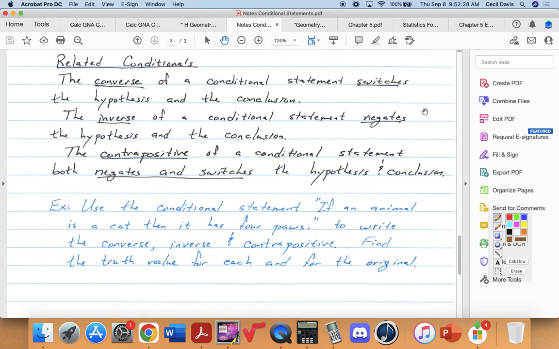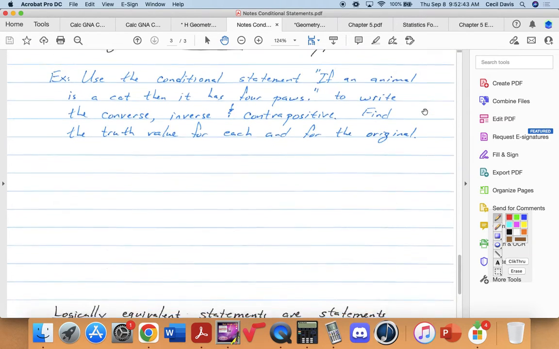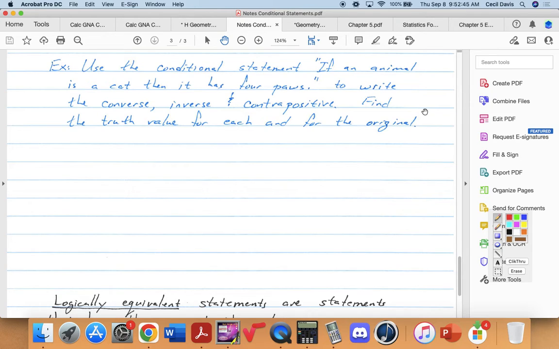So frankly, what I tell students to remember, they're like, I can't remember which one the contrapositive is. I'm like, it's the longest word. It does the most stuff. I think that's a fair way to remember it. So let's use the conditional statement, if an animal is a cat, then it has 4 paws, to write the converse, the inverse, and the contrapositive. Find the truth value for each and for the original.